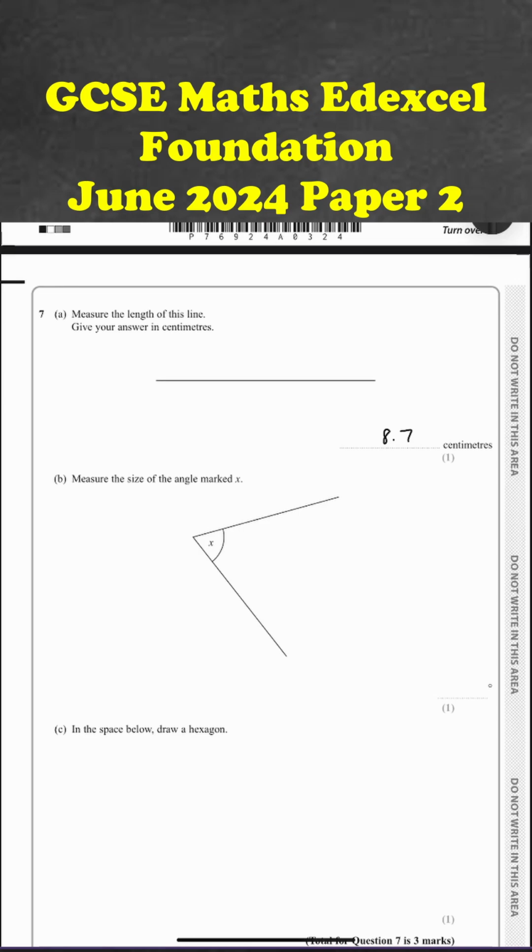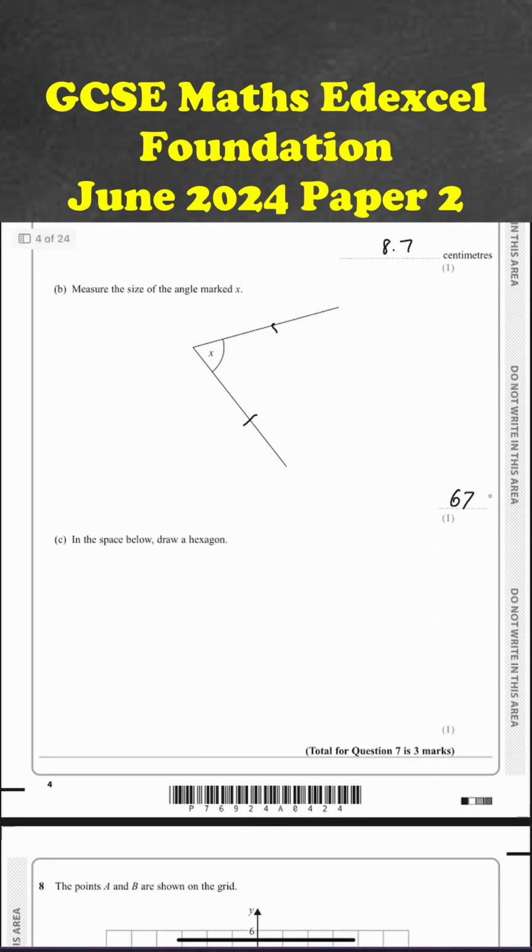In a similar way, you measure the size of the angle marked X, line up your protractor so that the baseline is along one of either this line or this line, so you can measure X. The answer you should get is 67 degrees. Again, the mark scheme gives you a little bit of leeway either side.